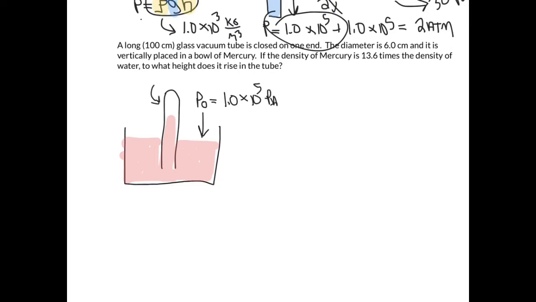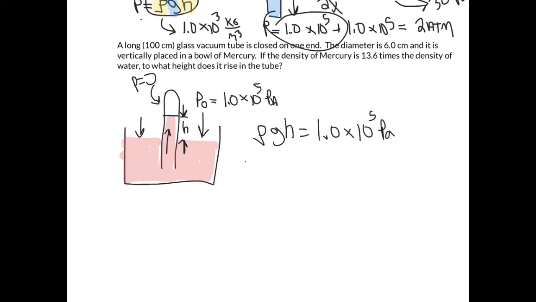Because there's no pressure inside, since it's a vacuum tube, we have more pressure outside, and that extra pressure is what is going to raise the height of the mercury in that column. Now, because of Pascal's principle, we can say rho g h of the mercury in that column has to equal the external pressure, which is 1 times 10 to the 5th pascals.